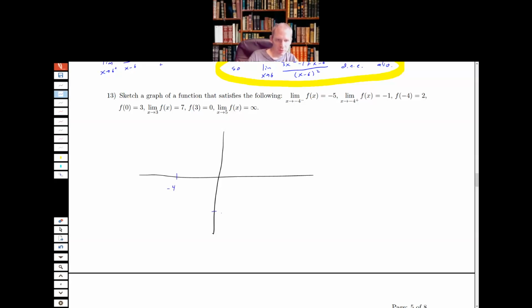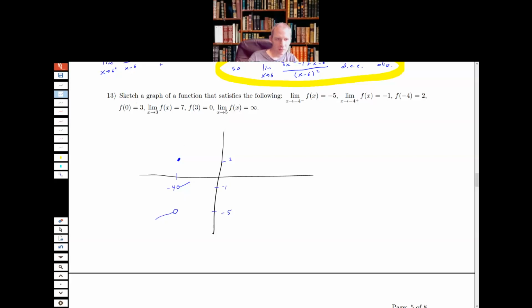As I approach from the left, it's going to be a negative 5. So I'm going to put an open circle here. Maybe I'll fill that in later, I don't know, but I'm going to always leave my limits as open circles. Next, as x approaches negative 4 from the right, we get negative 1. And f of negative 4 is positive 2. Okay, so it turns out I can't have either of these filled in because then I would not have a function.